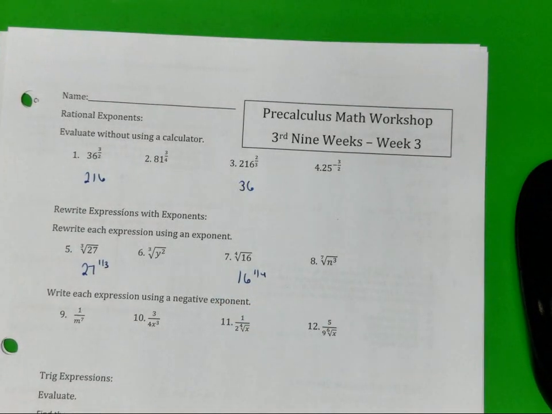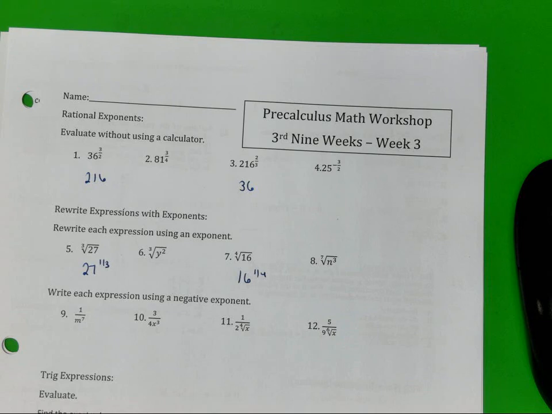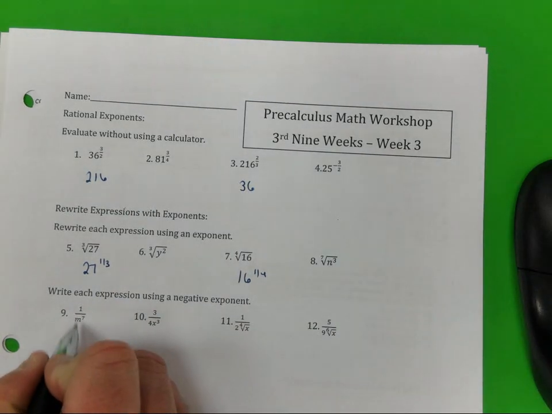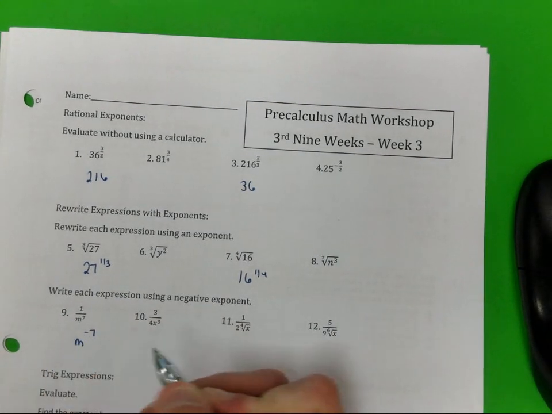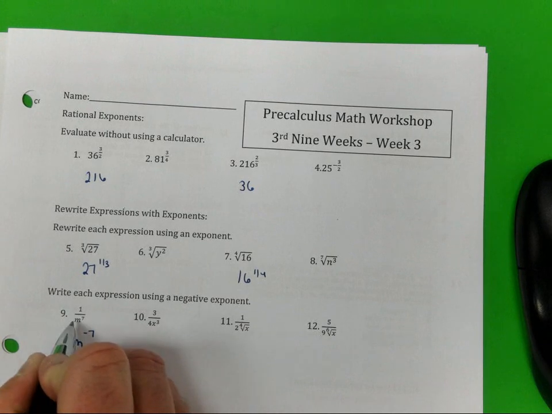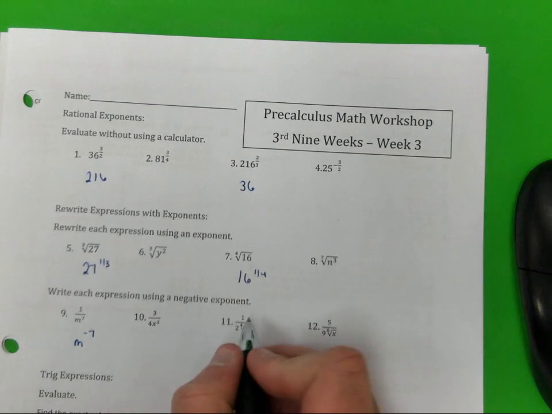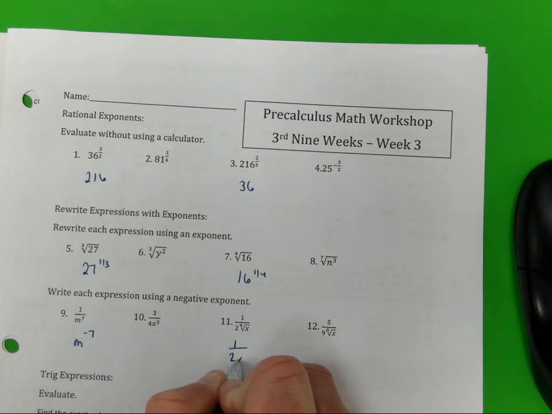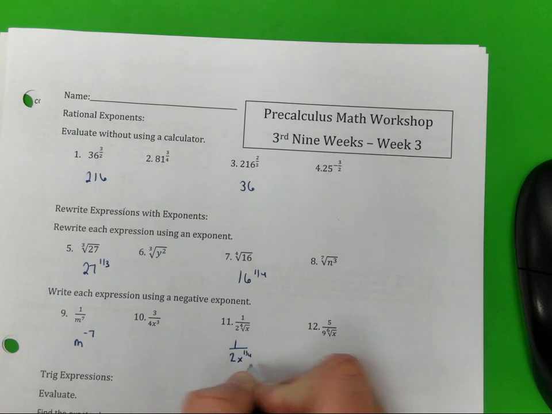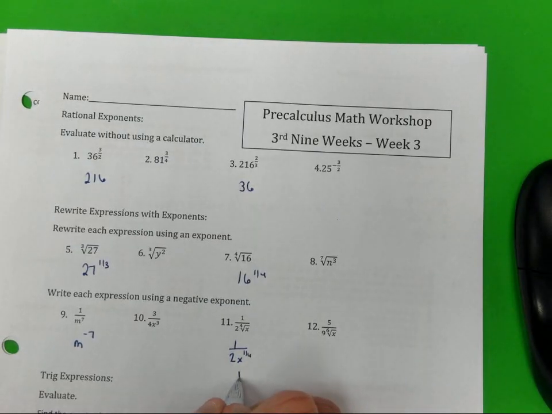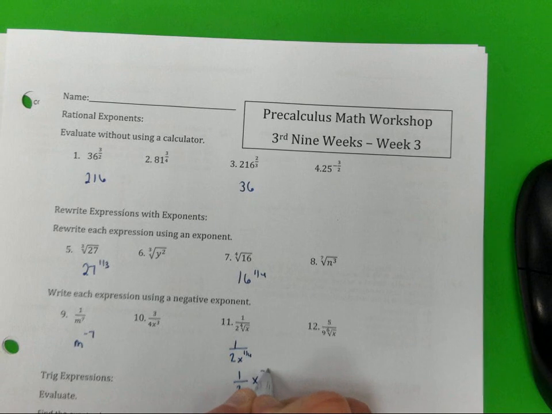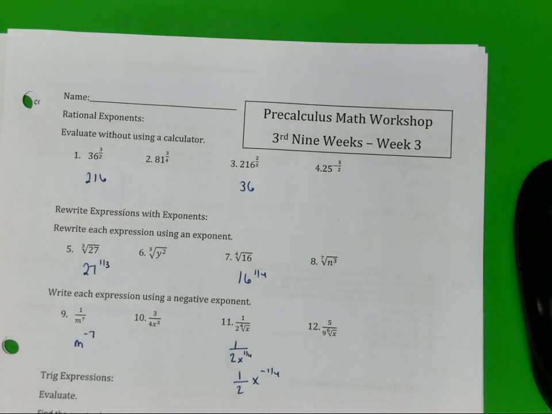The next part says write each expression using a negative exponent. Okay, we're going to work backwards, so that's going to be m raised to the -7th, because if I had that, that's how I would get rid of the negative exponent. I'm going to write this as 1/2 times x to the 1/4. Write it as a negative exponent, it's going to be 1 over 2 and x to the negative 1/4.